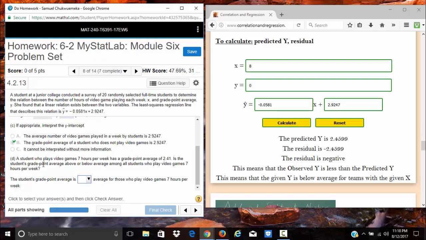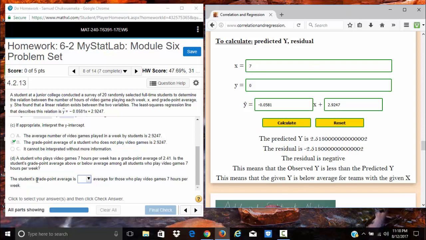Now, question D. A student who plays video games 7 hours per week has a grade point average of 2.41. Is the student's grade point average above or below average among all students who play video games 7 hours per week? When x is 7, you can find your predicted y and use it to compare. But I'm going to use my calculator. I just put x to be 7 here, and I press calculate.